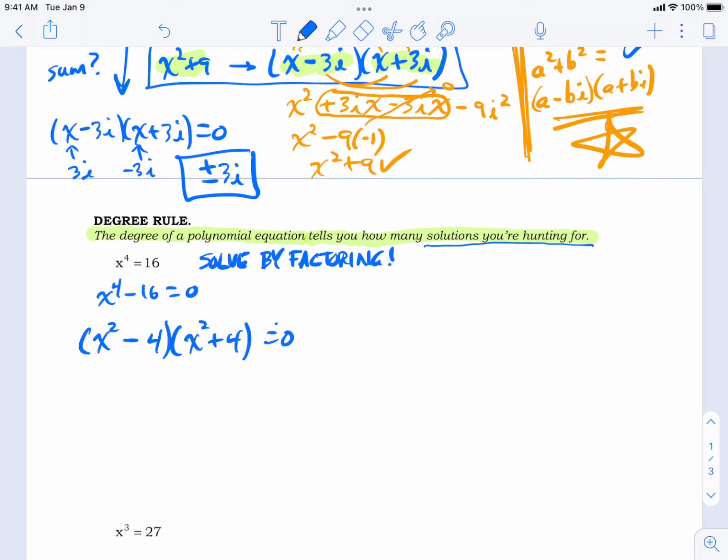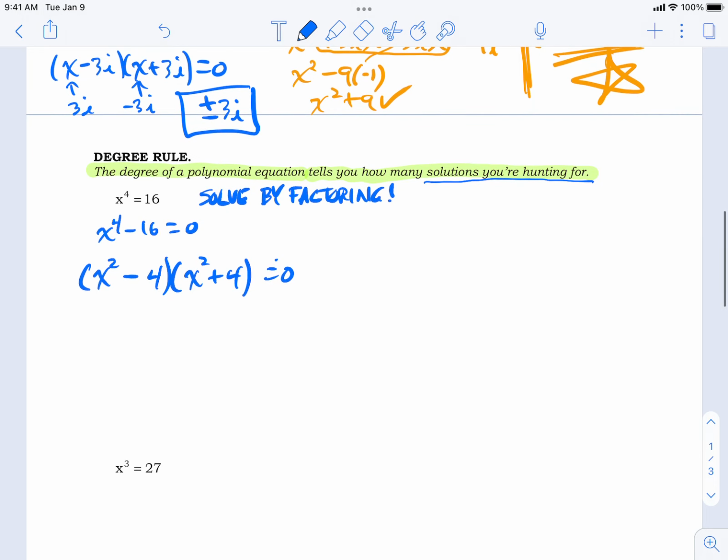We're factoring. Now make sure you factor all the way. Keep factoring. That's a difference of squares. So that breaks up further as x minus 2, x plus 2. That's a sum of squares, and we know how to do those now. x minus 2i, x plus 2i. Okay. Look at all that factoring, man. So now I'm done factoring.